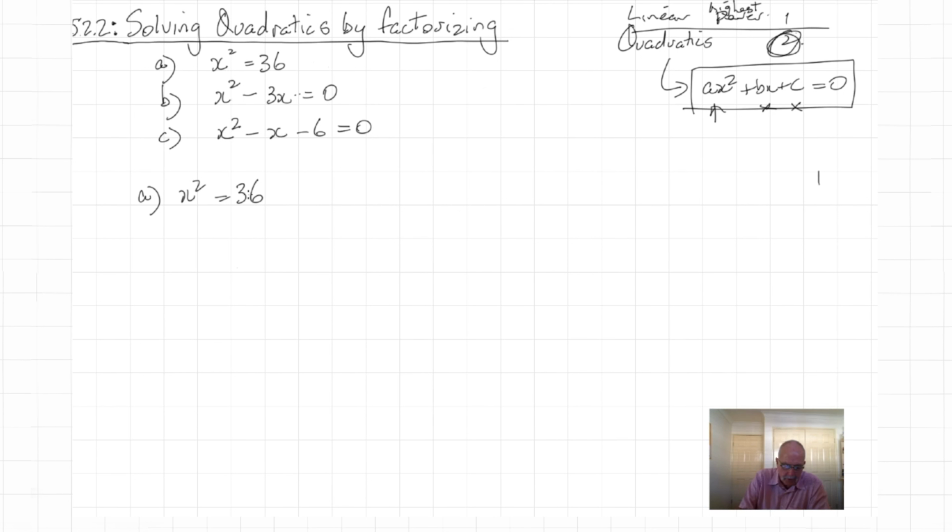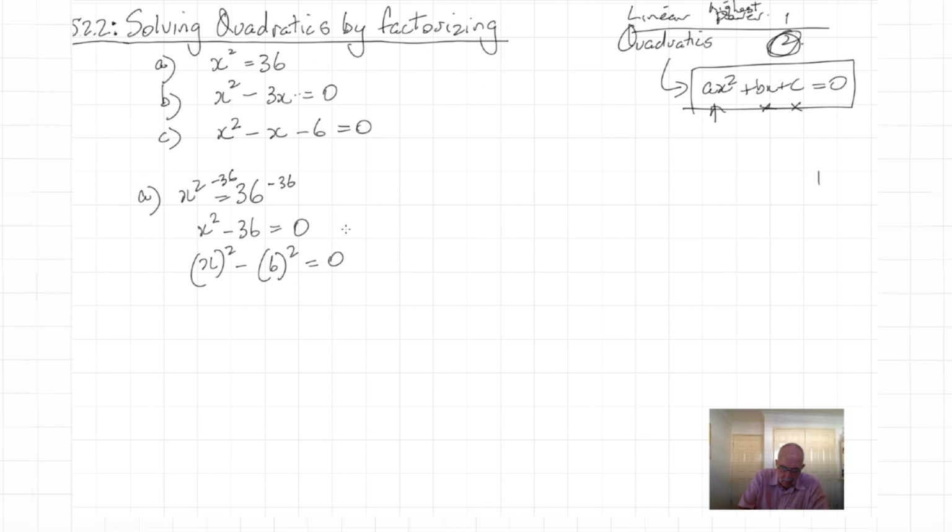So what we've got to do is get that 36 over to the other side. So we take 36 from both sides, and we get x squared minus 36 equals 0. And when we did factorising earlier, we can see that this falls into a pattern, and we've got x squared minus what squared is equal to 0. What have you got to square to get 36? Well, the number 6, obviously.